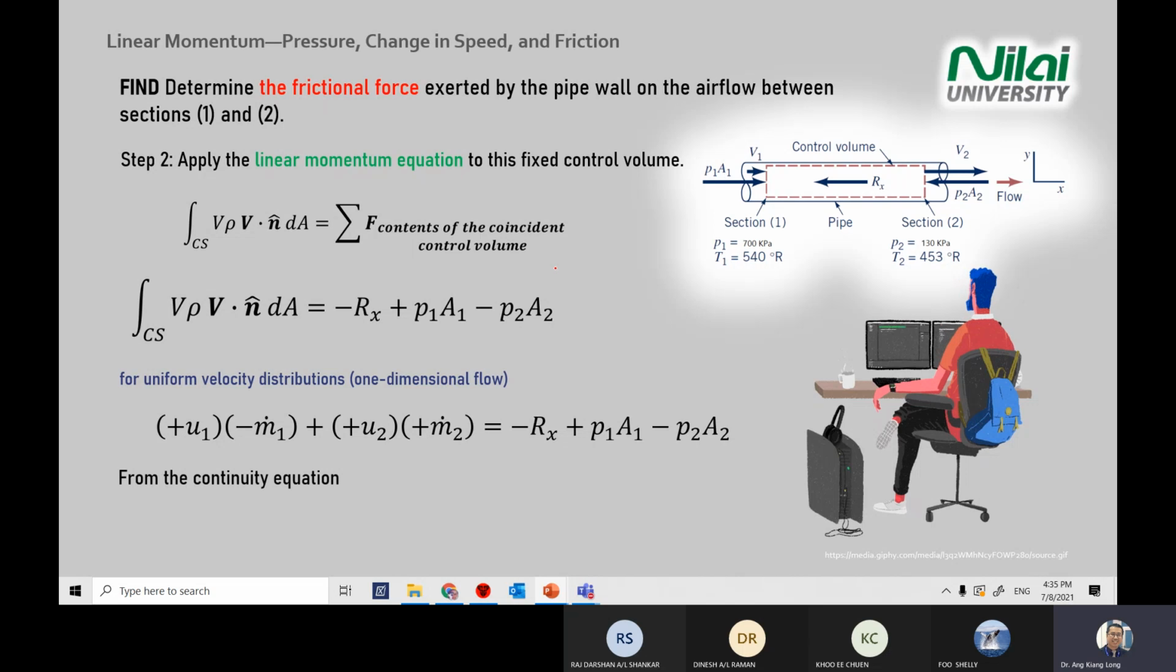So again, from the continuity equation, you know that the m dot is the same because you have steady flow stated there. So the m dot will be the same. Rearrange the equation and you manage to find your Rx. If you rearrange the equation, you find the area times P1 minus P2, and minus m dot times U2 minus U1. Of course, if you don't do the factoring, it is also okay. You just rearrange the equation with Rx on the left hand side, the remaining components on the right hand side.